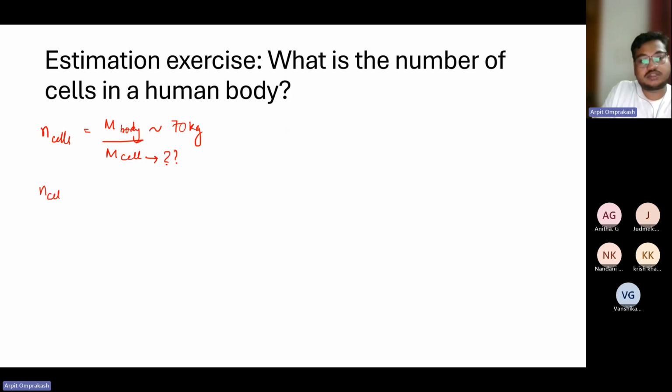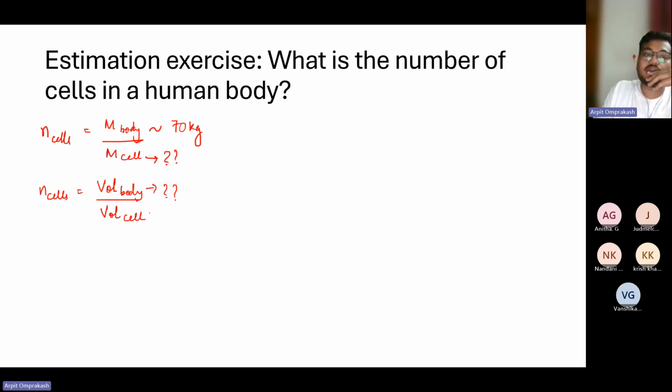The number of cells can also be given as the volume of the human body divided by the volume of a human cell. Again, earlier we were dividing mass by mass. Now we are dividing volume by volume to get at the approximate number. Now we don't know the volume of a human body, right? So again, we are faced with a dilemma. Is there a way in which we can make some approximation?